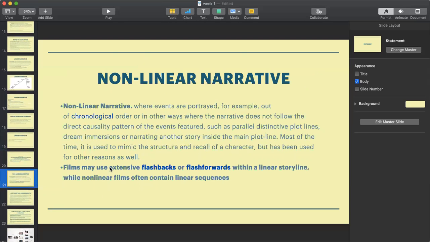Non-linear narrative: flashbacks, flash forwards. So different events are told together. It's not in chronological order. It's not in sequential order. It's not told in a way that it actually happened, but in relation to each other. One story is related to another event. One event is related to another event. Those things are told in a non-linear narrative.